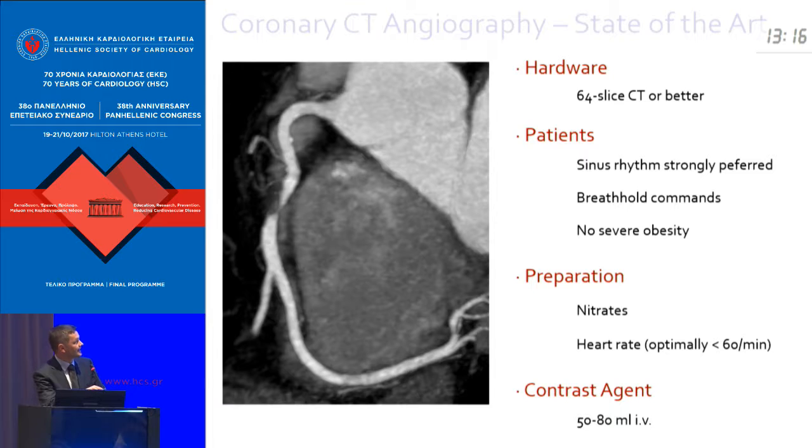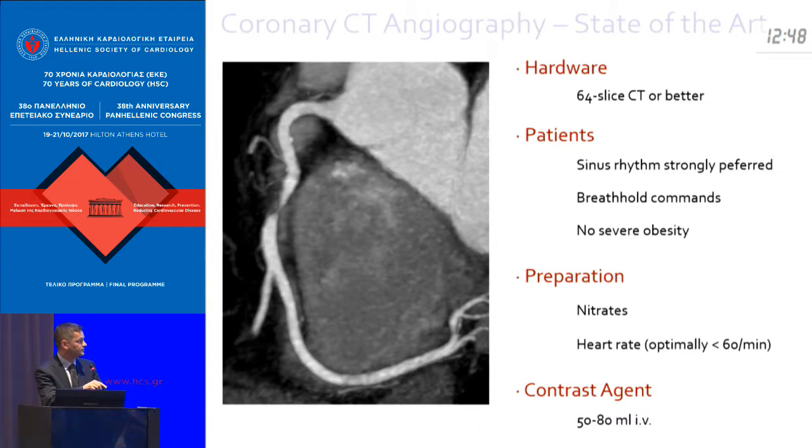If you look at the state of the art in coronary CT angiography, you should probably be using CT scanners that have at least 64 slices, and with adequate patient preparation, you can do fine with 64 slice CT, even though more advanced scanners will make it easier to obtain good quality images. Patients should have sinus rhythm. There are possibilities to also study patients in arrhythmia, but it's more difficult.